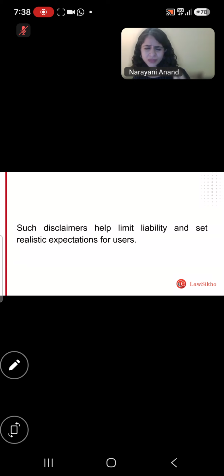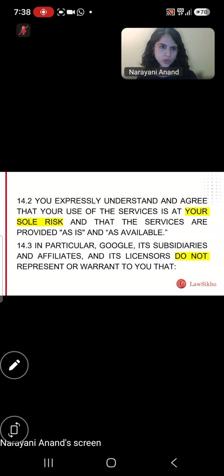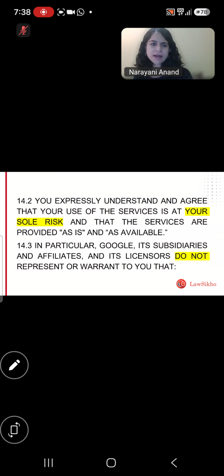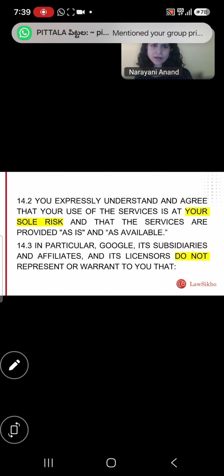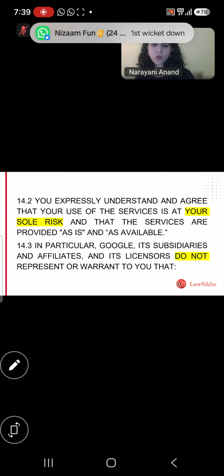So this type of clause is not favourable for users. Okay. Now, there is a worked example that we have for Google here. So look at the highlighted words, okay? Expressly understand and agree that your use of the services is at your sole risk, okay? And that the services are provided "as is and as available." And Google and its subsidiaries and affiliates do not represent or warrant to you that.